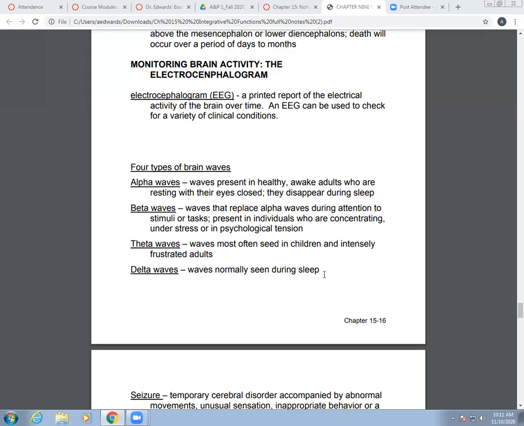Okay, related to that, looking for different brain waves, alpha waves. All right, you'll see those in adults that are healthy and awake. They're resting and have their eyes closed. But during sleep, these disappear.